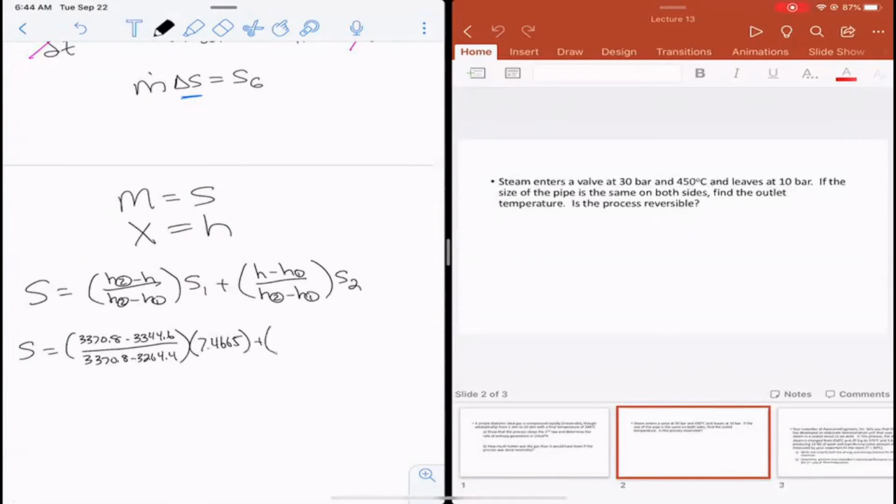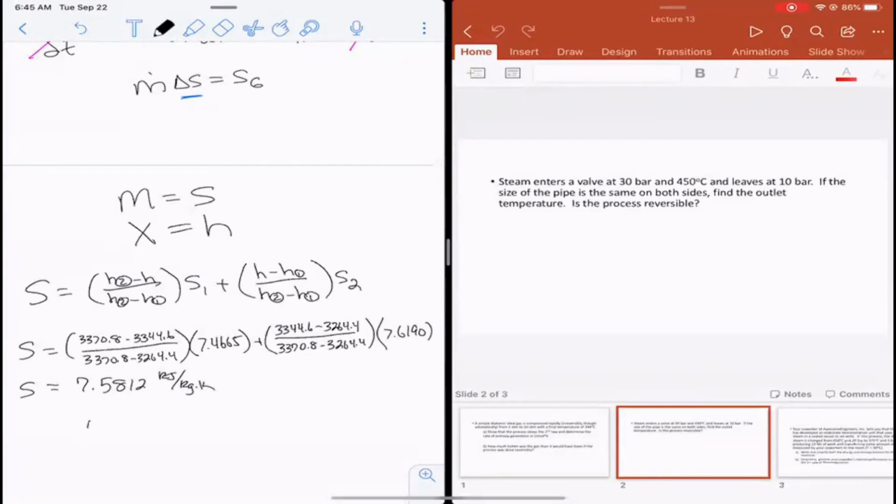Then that's plus 3344.6 minus 3264.4 divided by 3370.8 minus 3264.4 times S2. And S2 was 7.6190. And so we can find that the entropy of the final state of our steam was 7.5812 kilojoules per kilogram Kelvin.